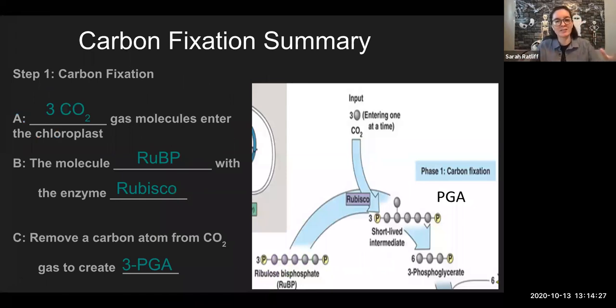All right, so in summary, I know there's a lot of stuff. I'm just going to keep repeating it to help you get it in your brain. So 3 carbon dioxides, remember we're doing 3, enter the chloroplast. Then we're taking 3 of these RuBPs and a rubisco enzyme, mushing them together to create a 6-carbon molecule. And then before it lets go, that rubisco is going to break it in half to form 2 3-PGA molecules. 3 for those 3 carbons. PGA was that really long name for that molecule.